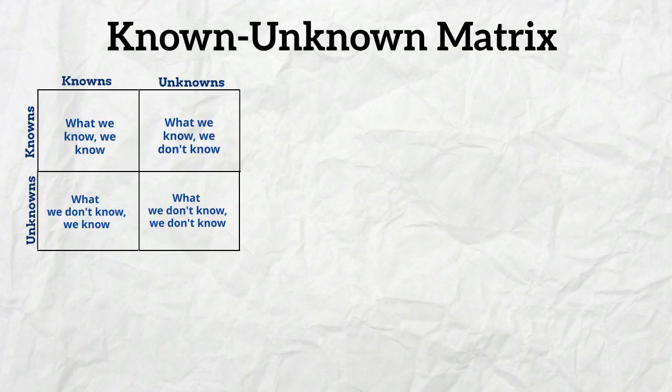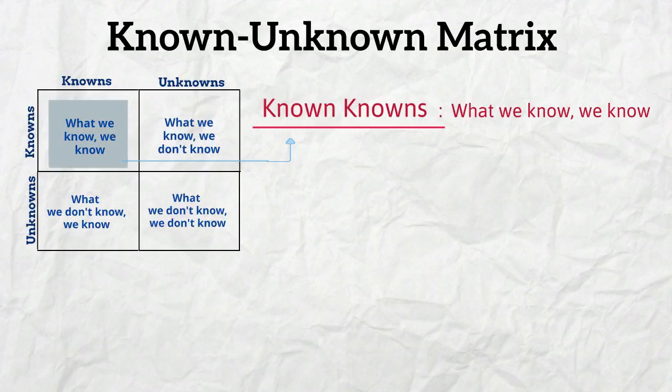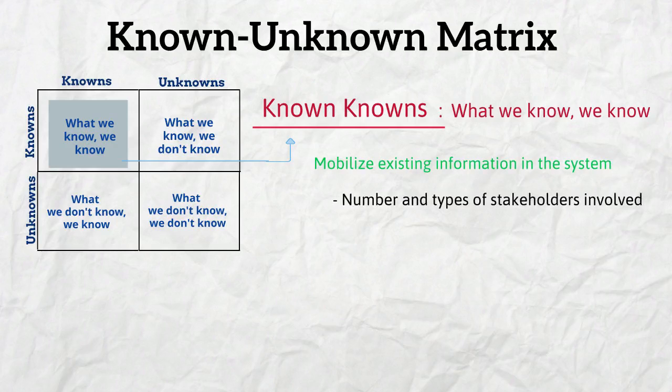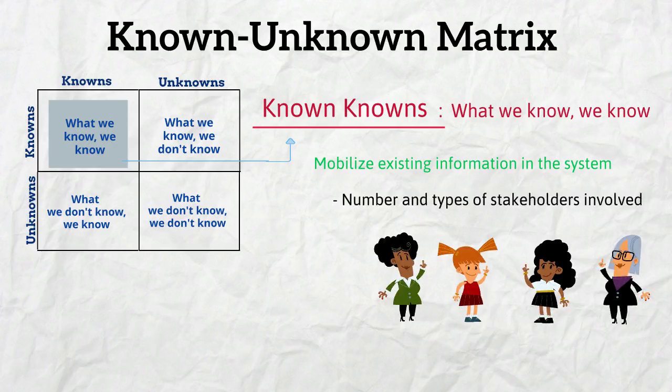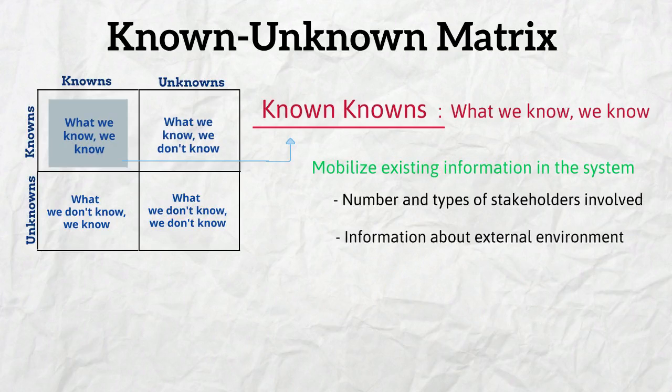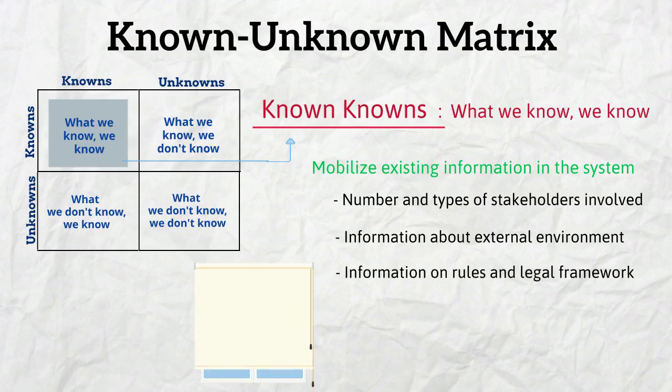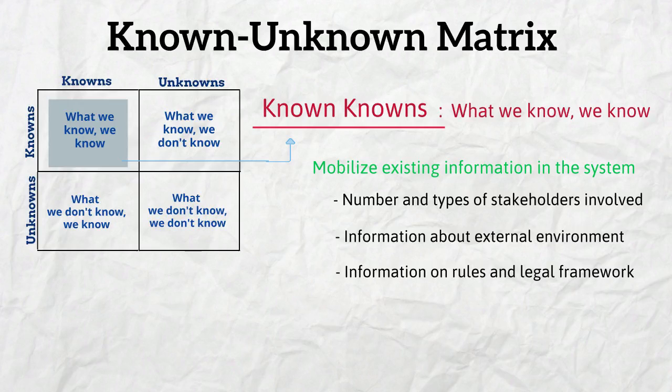The top left quadrant in the matrix constitutes the things we know. This could represent the existing information in the system, like the number and types of stakeholders involved and their current behavioral patterns, values, and beliefs. Or information about the external environment, like the resources available and the costs associated with them, or the existing rules and legal framework of the system. This is the information that is easy to collect and we have high control over, and therefore our task here becomes to mobilize the existing information that can help us make more informed decisions in the system.